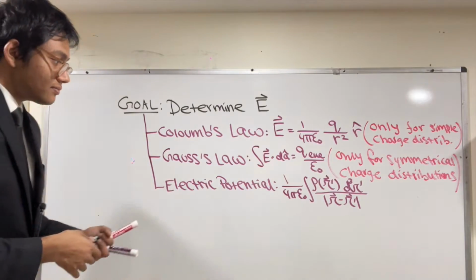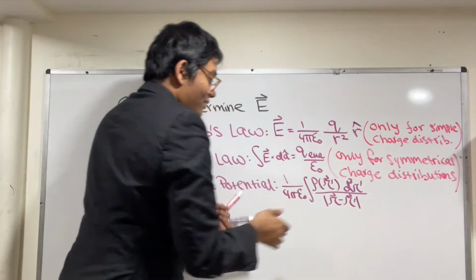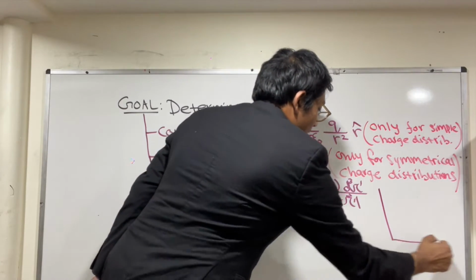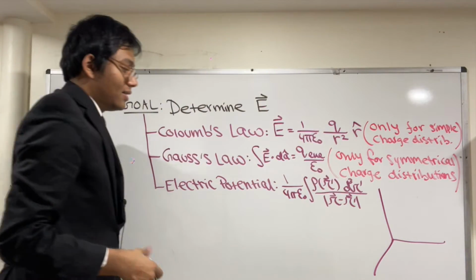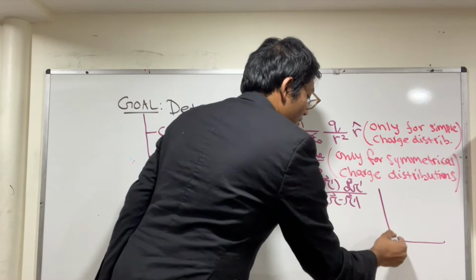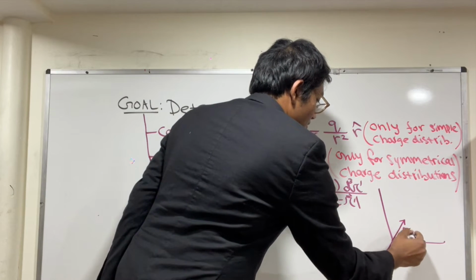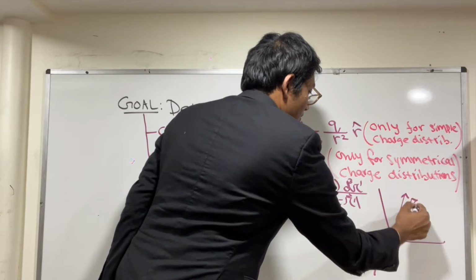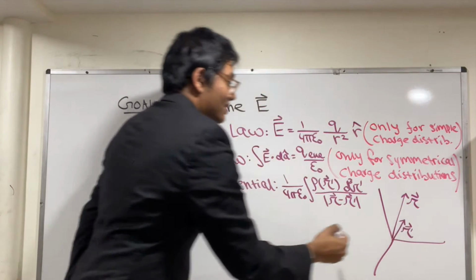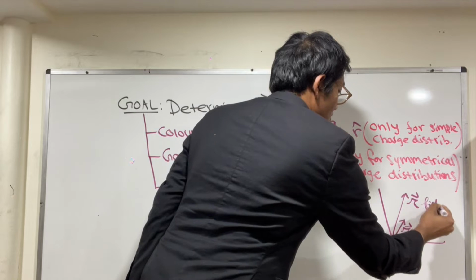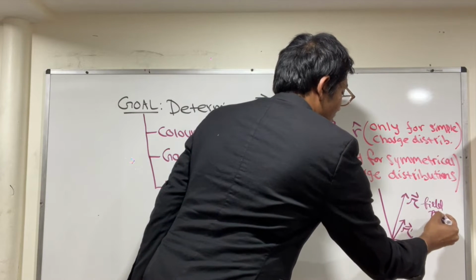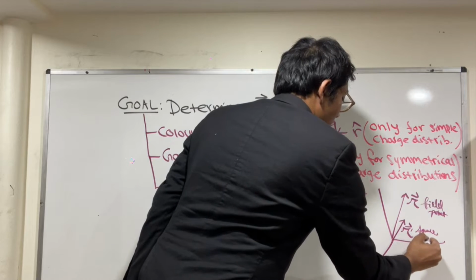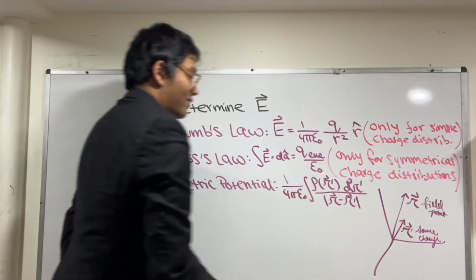That's it. This fancy thing down in the denominator is just saying that my source charge is coming from here. Let's say that's r prime, and I want to determine the field here. Let's call that r. So this is the field point where I want to find the electric potential, and this is the source point, or the source charge, where the electric potential is emanating from, right?